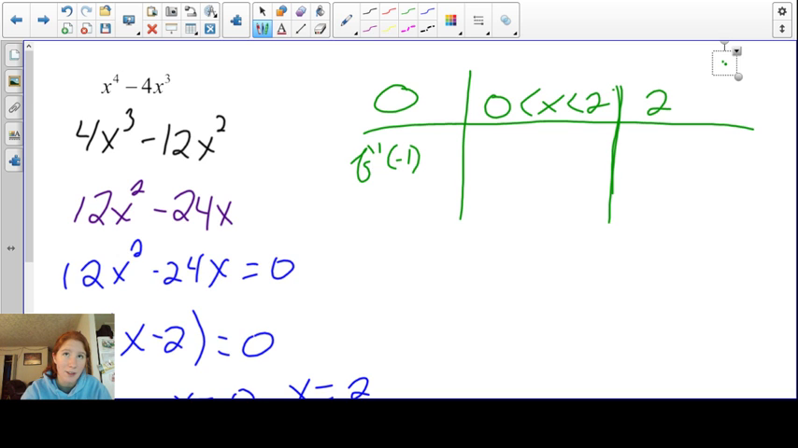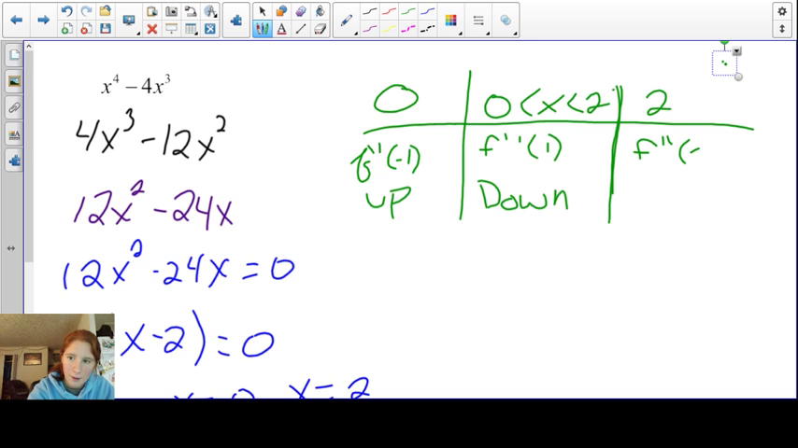So if this value is positive, which it should be, then I'm going to be concave up. Now I'm going to pick a value between 0 and 2. So let's go with our favorite one, 1. Remember, plugging it into the second derivative. We should get a negative number, so concave down. And again, for 3, I should get another positive one.